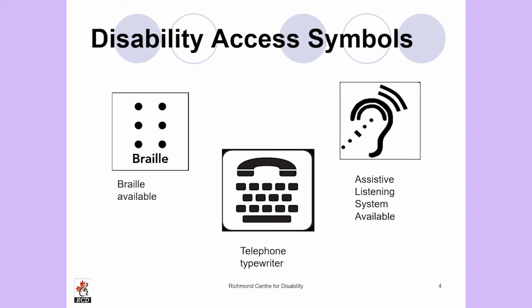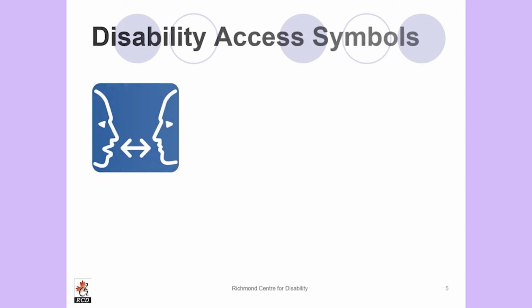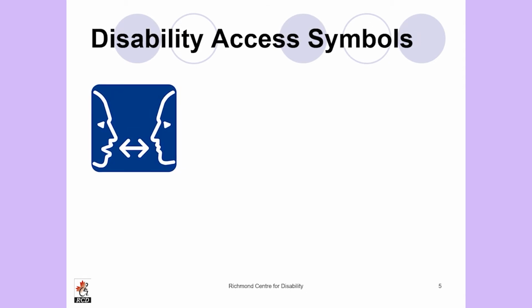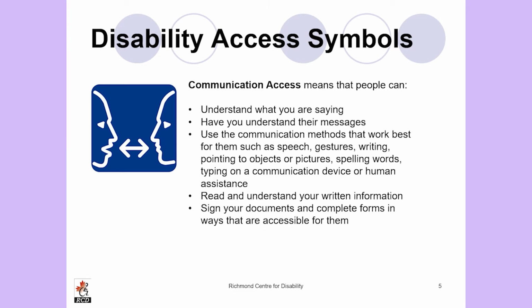Okay, now we come to this. You may not be very familiar with this sign. It looks like two people are talking. You're absolutely right. So this is a symbol for communication access. In 2014, Communication Disability Access Canada developed the communication access symbol that is now used extensively across Canada. The symbol tells people that communication is a two-way process.